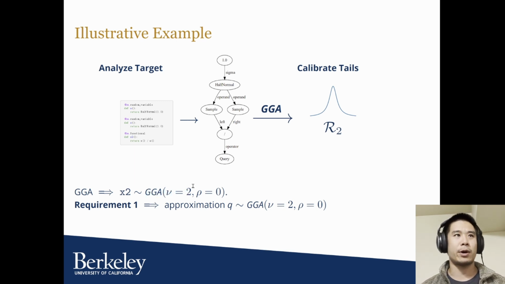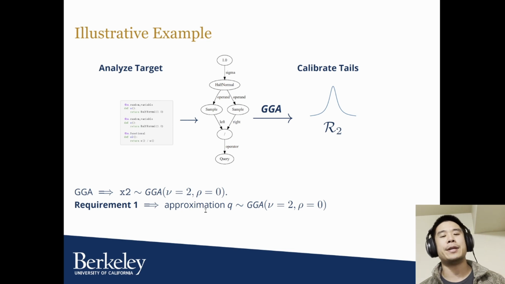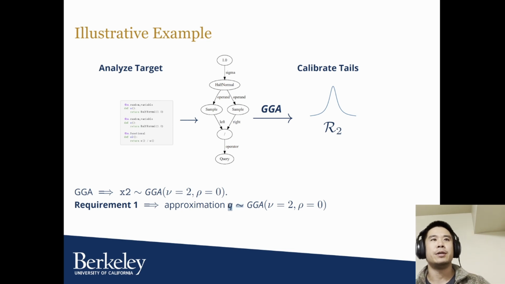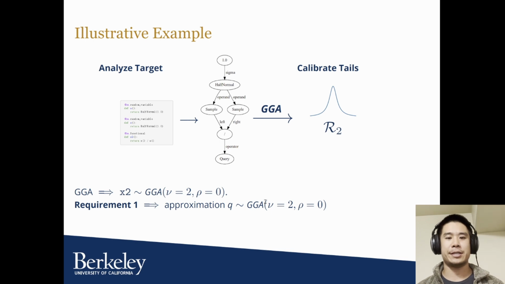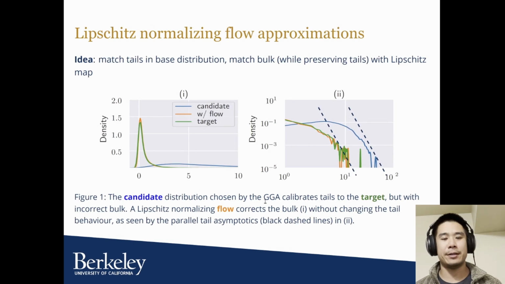In order to satisfy requirement number 1, we know that we need to choose an approximation Q that falls within this generalized gamma family. One way to do this is by Lipschitz normalizing flow transforms of parameterized base distributions. The idea is this. If we can match the base distribution's tails to that of the known target, we can apply a Lipschitz transformation of the bulk, which does not affect the tails, but achieves good and expressive modeling of the bulk. And it's illustrated here.